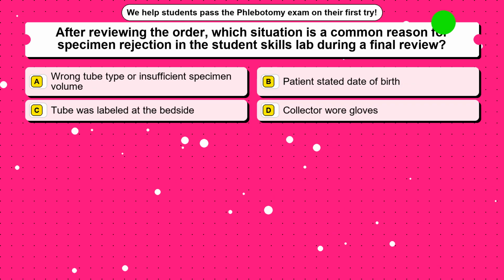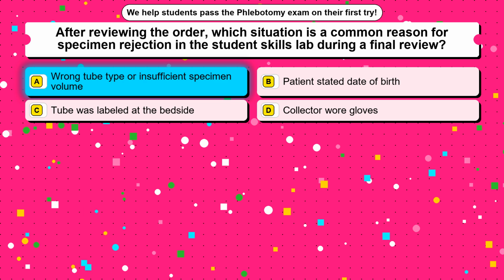Question 49. After reviewing the order, which situation is a common reason for specimen rejection in the student skills lab during a final review? Option A, wrong tube type or insufficient specimen volume. Option B, patient stated date of birth. Option C, tube was labeled at the bedside. Option D, collector wore gloves.